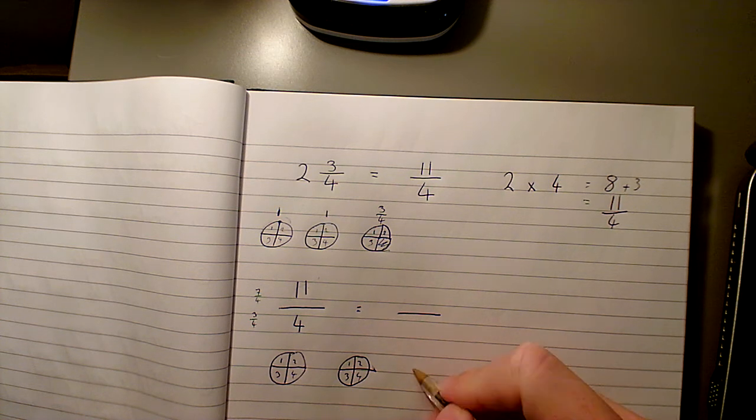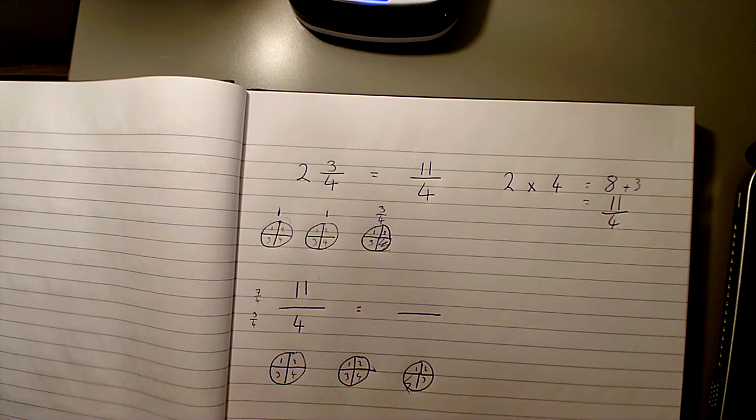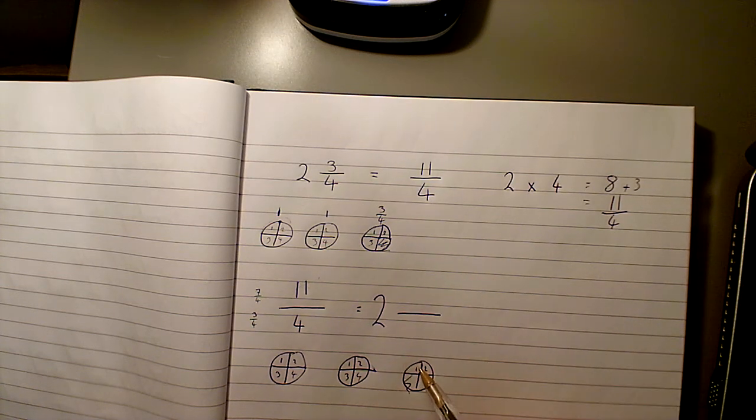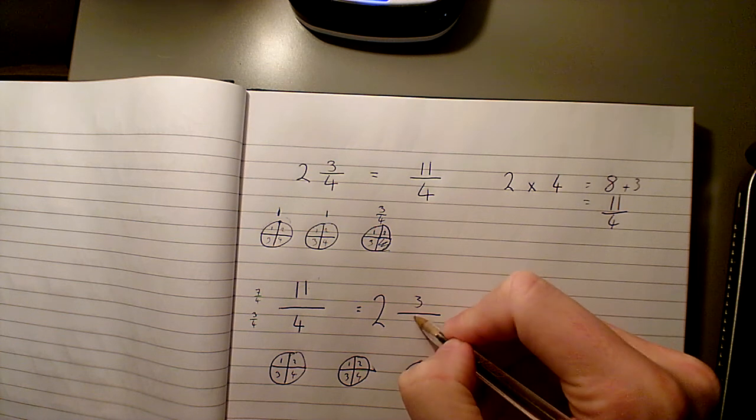Okay, so it'll just be 1, 2, 3, like that. Okay, now I can see how many wholes and how many quarters I've got. So there's one whole with 4 quarters, another whole with another 4 quarters. So I have got 2 wholes, and then this one here isn't quite a whole, it is 3 quarters.